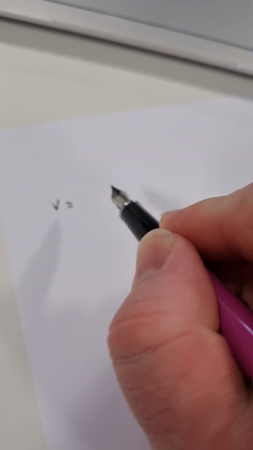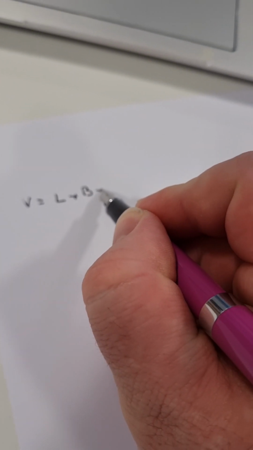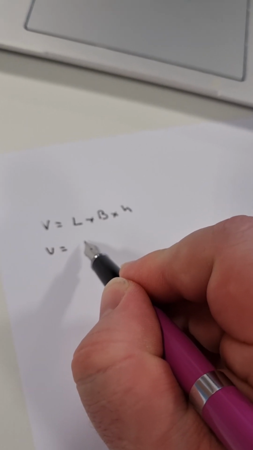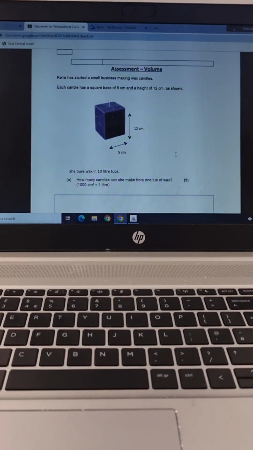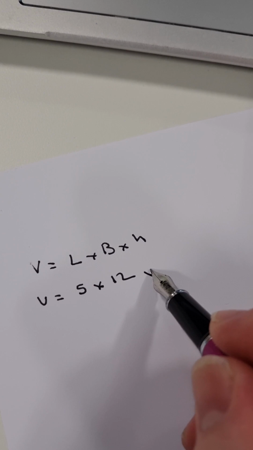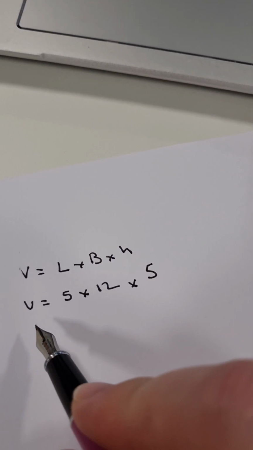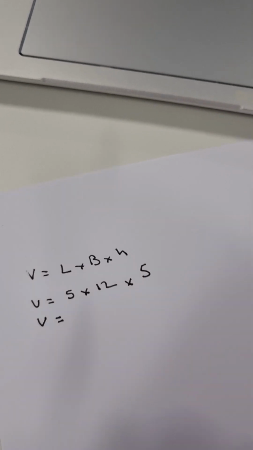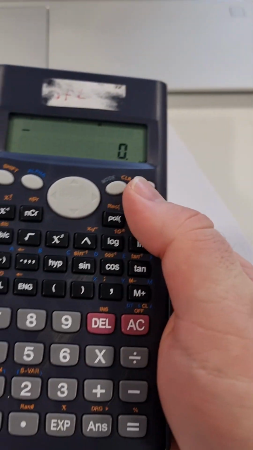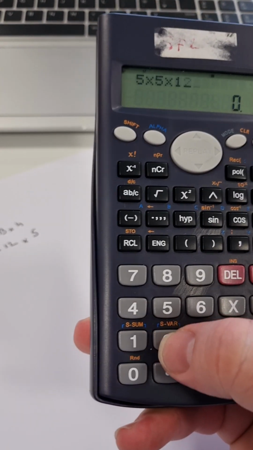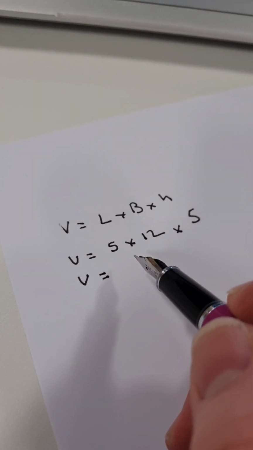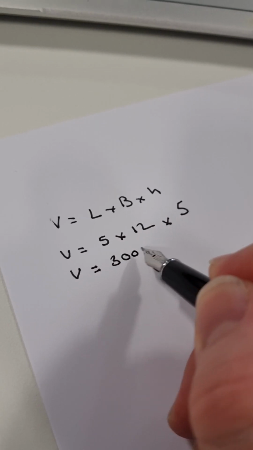So volume equals length times breadth times height. So what we've got there is 5 times 12, and because we've got a square bottom, it is simply 5 again. So we times all that together, and I'll use my handy calculator here. So it's 5 times 5 times 12, and should equal 300. And that is 300 centimeters cubed, because we're timing the three things together.